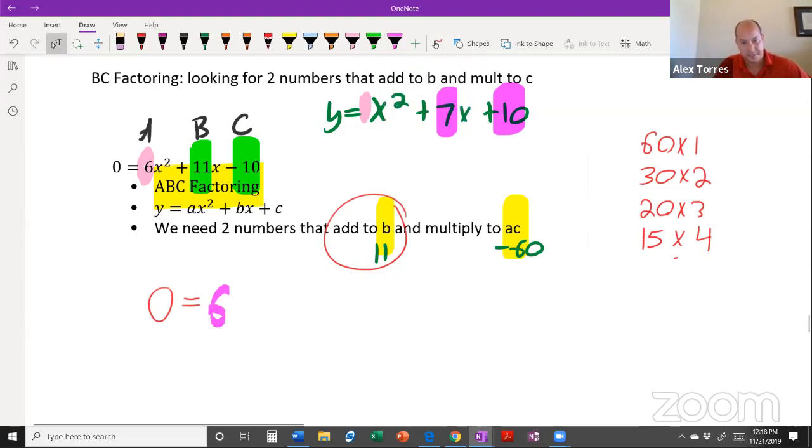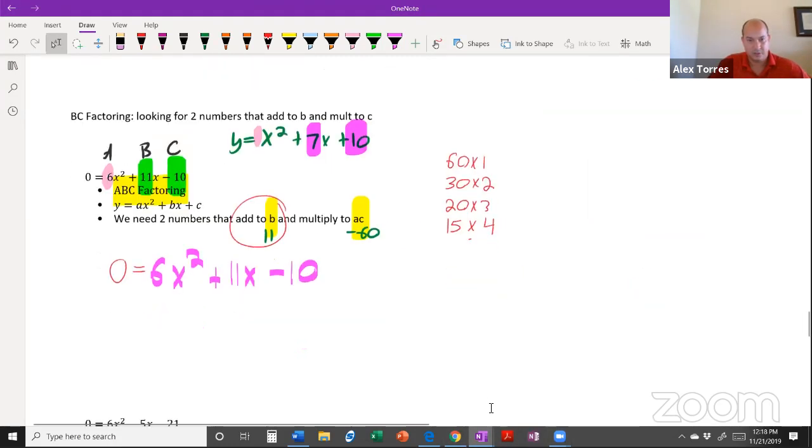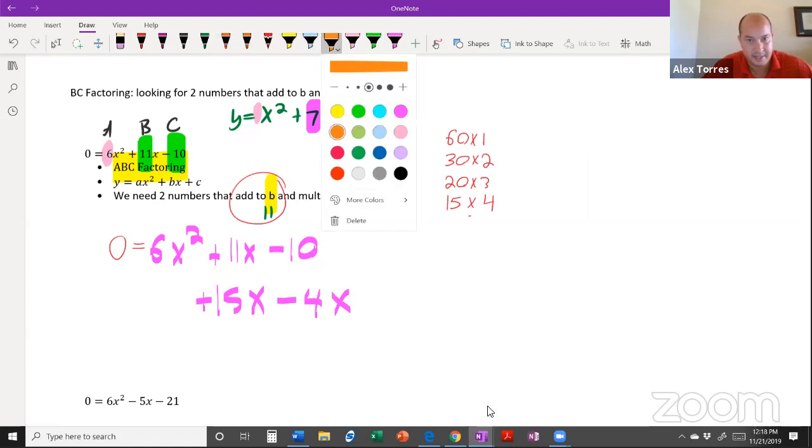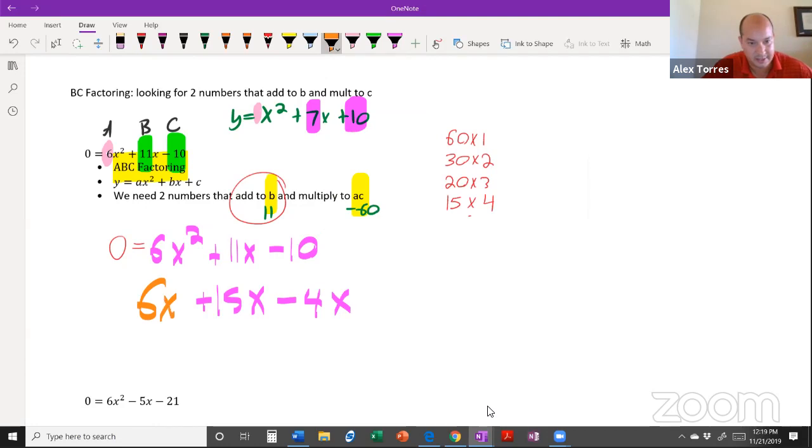We started with 6x squared plus 11x minus 10. And we're going to go ahead and split the middle term into 15 and 4. So 11x is going to become 15x minus 4x. And we're still going to have the 6x squared that we started with and the -10.